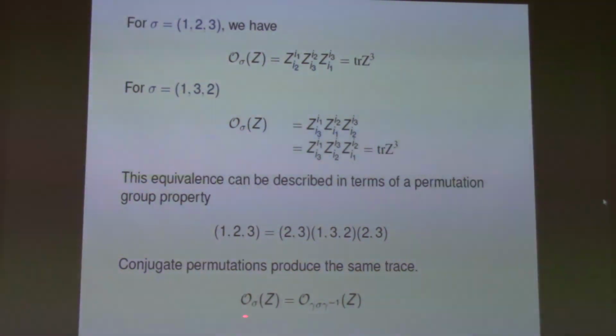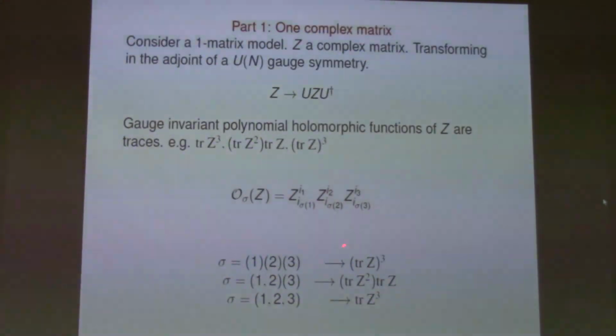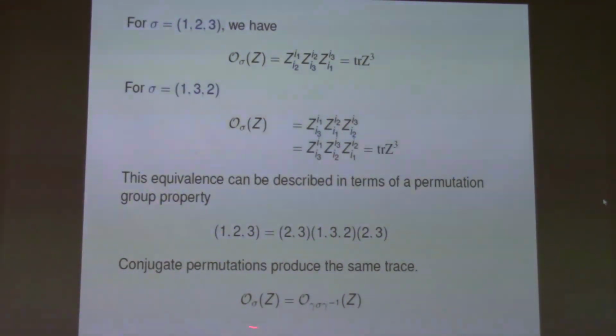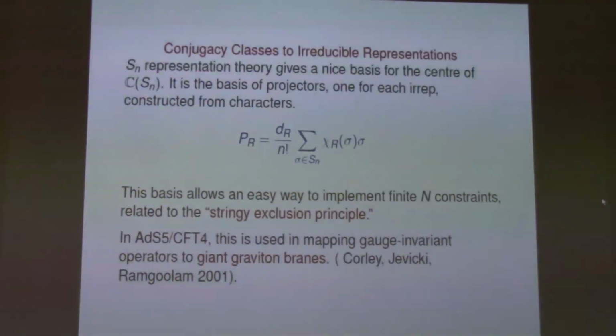So the general statement is that I can build any gauge invariant operator by taking the indices and contracting them using a permutation, but I have the same observable if I conjugate the permutation sigma with some arbitrary gamma in Sn. This is for the case where I have one type of matrix. Now, basically we're looking at conjugacy classes of Sn.